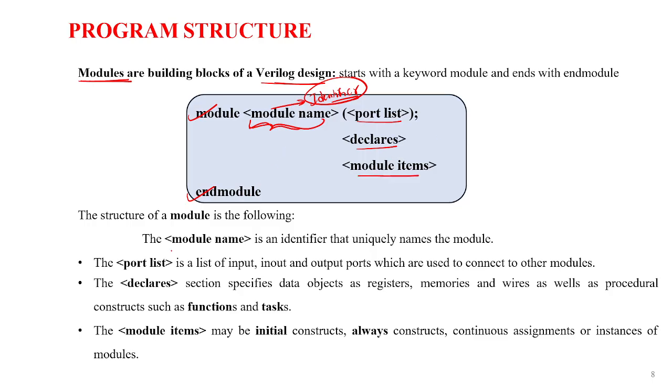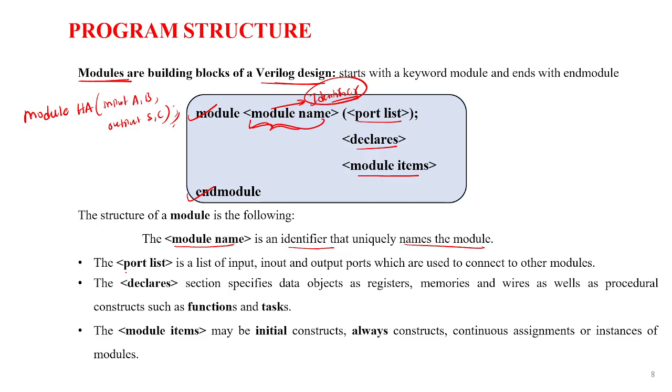I told you, module name is an identifier that uniquely names the module. Suppose you are writing a half adder, how to write the module? You can write HA. HA is nothing but the identifier. Then you can initialize input A comma B, and output sum comma carry. Like this you need to initialize, along with the port list declaration.